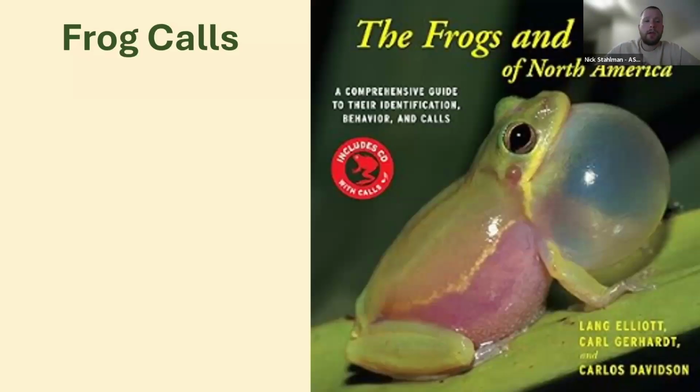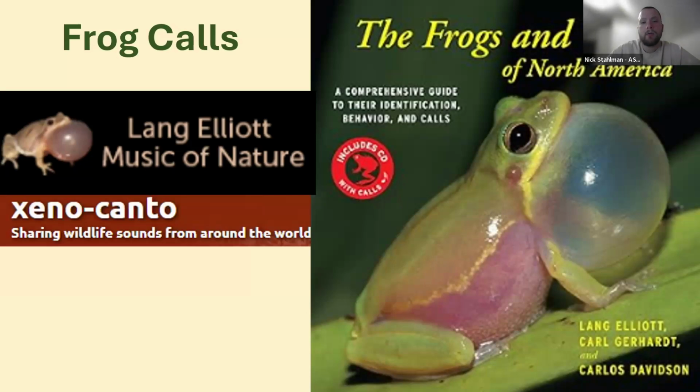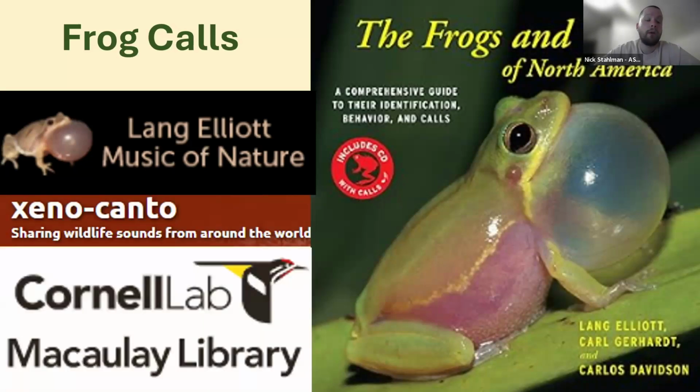If you're interested in learning your frog calls, can't recommend this book enough. It's also great for ID. Highly, highly recommend this book. If you can't find it though, Lang Elliott also has a website called Music of Nature. You can find more from his awesome audio recordings. You can also get on Xeno-canto or the Cornell Lab Macaulay Library. Both of these have recordings of frog calls that you can view the spectrogram of and just listen to try to learn what these sounds are.